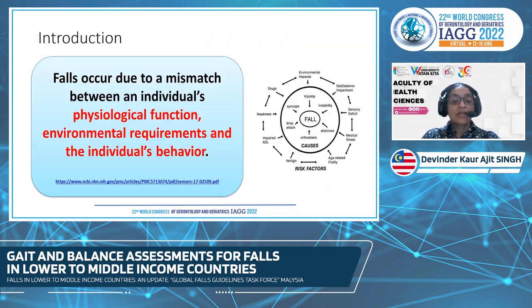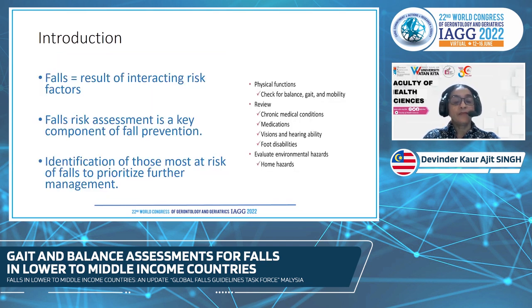It is well established that falls occur due to a mismatch between an individual's physiological function, environmental requirements, and individual's behavior. This brings us to the fact that falls in older persons are a result of interaction of multiple risk factors. Risk assessment is a common practice in medicine and health sciences, whereby all known relevant risk factors are taken into account of a person's probability to experience a particular condition. Hence, ladies and gentlemen, falls risk assessment is a key component of falls prevention. It is also important for identification of those most at risk of falls to prioritize further management.